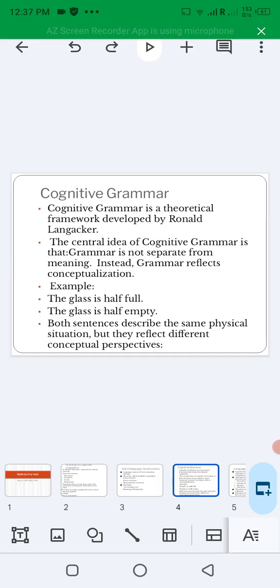For example, consider the sentences: the glass is half full, the glass is half empty. Both sentences describe the same physical situation, but they reflect a different conceptual perspective. The glass is half full shows a positive framing, and the glass is half empty shows a negative framing. This shows that grammar and language structures reflect how speakers conceptualize reality, which is the key idea in cognitive grammar.